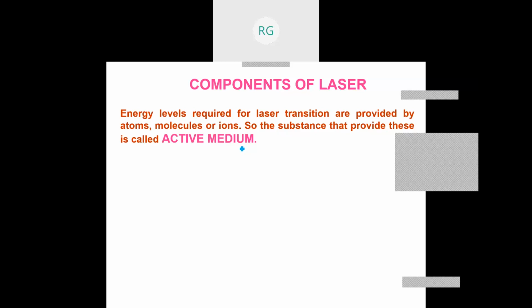Hence we require a medium, and that medium is a collection of a large number of atoms. Therefore, the energy levels required by a laser transition are provided by atoms, molecules, or ions. That substance we call the active medium. So active medium is nothing but a substance which serves a special purpose, to create a population inversion.